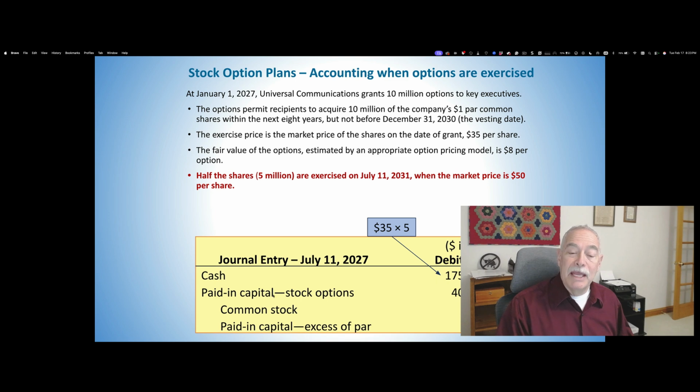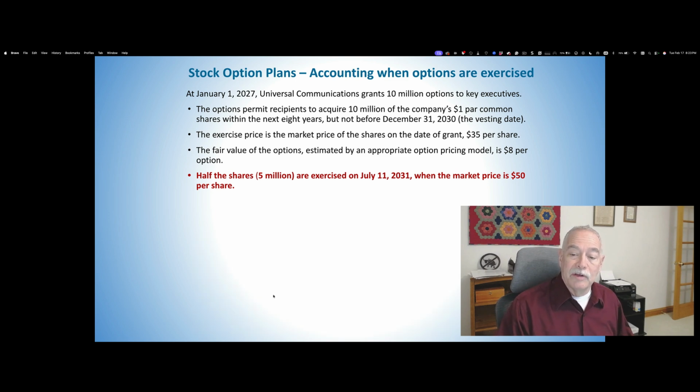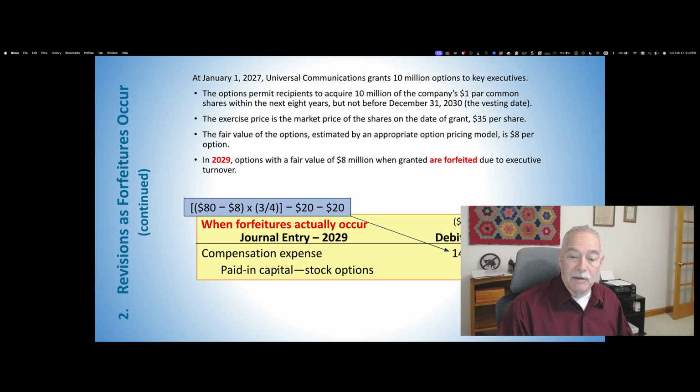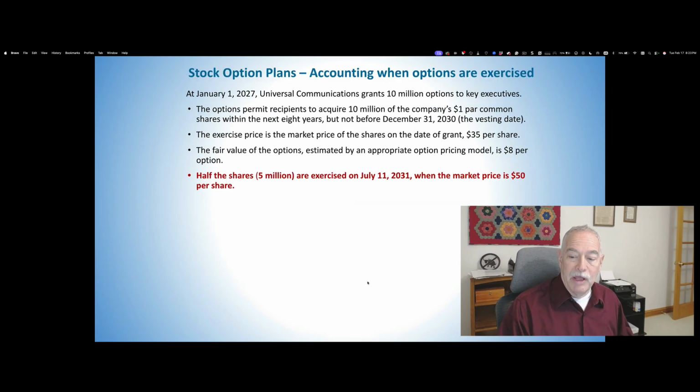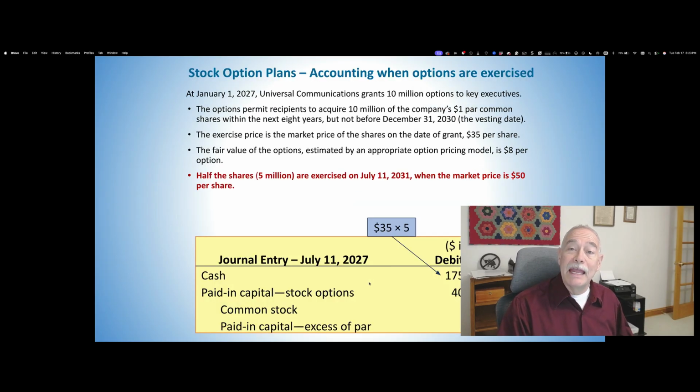And then we had this paid in capital that we've been crediting in all of these other entries. We credited paid in capital for a total of 80 million, but only half of them are exercised. So we're going to debit paid in capital stock options for 40 million because it's only half of the 80 million that has actually been recognized in the stockholders' equity section as paid in capital for stock options. It's no longer paid in capital for stock options for those 40 million, so we're going to debit it.